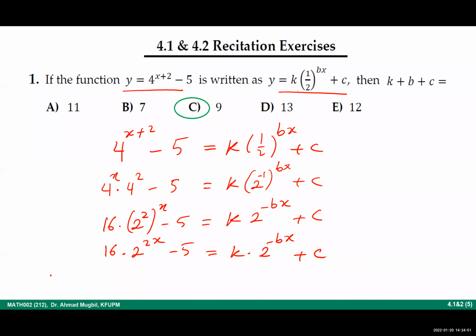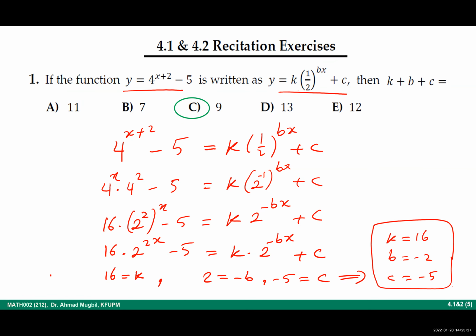Now when will these two expressions be exactly the same, identical? If 16 is k, and you have the same base 2, 2x equals negative bx. In fact, you have x on both sides, so 2 equals negative b. And then finally, negative 5 equals c. From here, we conclude that k is 16, b is negative 2 (multiplying both sides by negative), and c is negative 5. What is the sum of them? The sum of them is 9. He's asking about k plus b plus c.